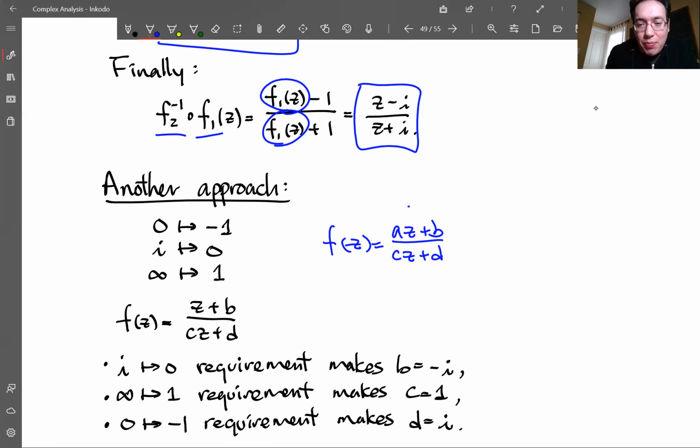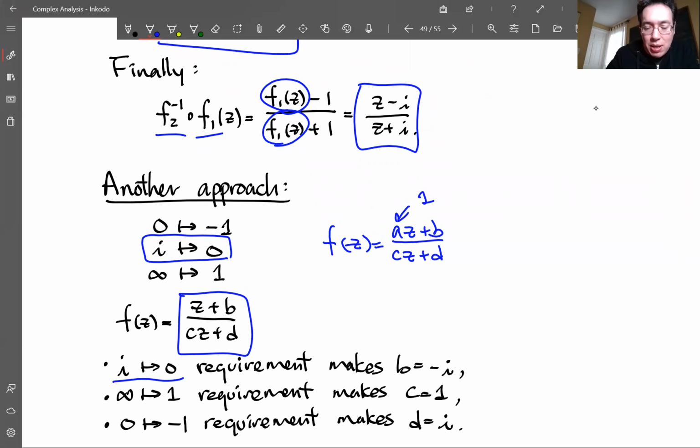So you can just choose A to be 1 if you want and do the computation. So that's where I'm going to start. Look at this carefully. If I has to map to 0, that means when I plug in I into the numerator, it should cancel out to be 0. So the only way it could map to 0 is if the numerator is equal to 0. That condition requires you to choose your B as negative I. So we figured out what B would have to be.